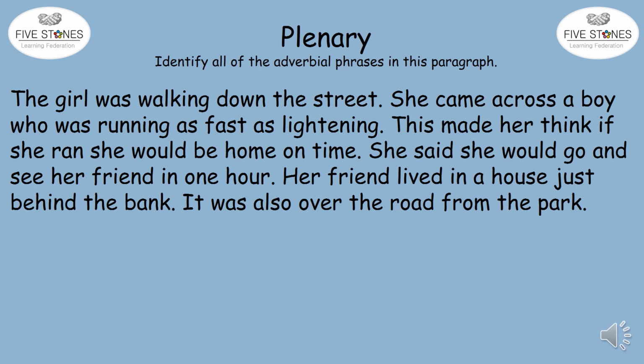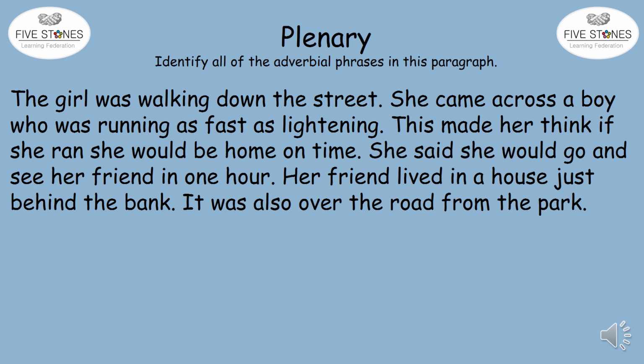So the paragraph is, the girl was walking down the street, she came across a boy who was running as fast as lightning. This made her think if she ran home, she would be home on time. She said she would go and see her friend in 1 hour. Her friend lived in a house just behind the bank. It was over the road from the park.